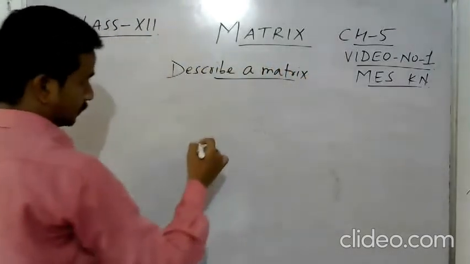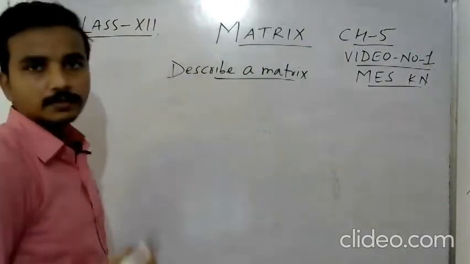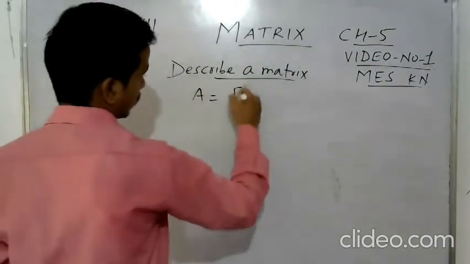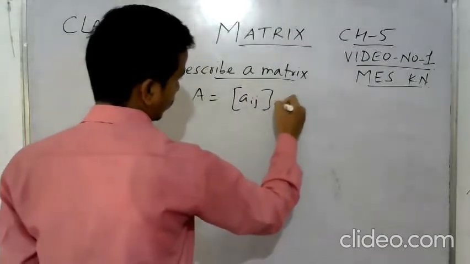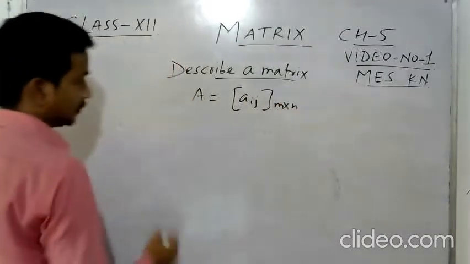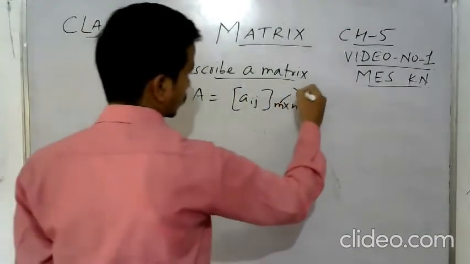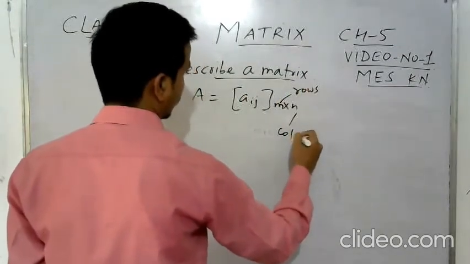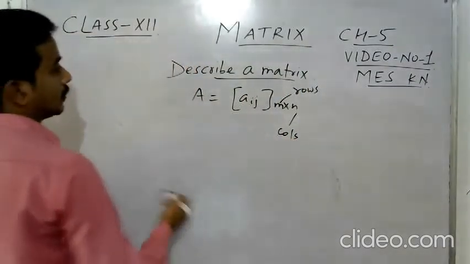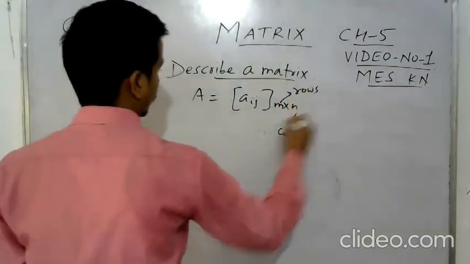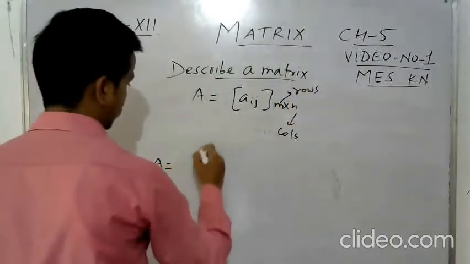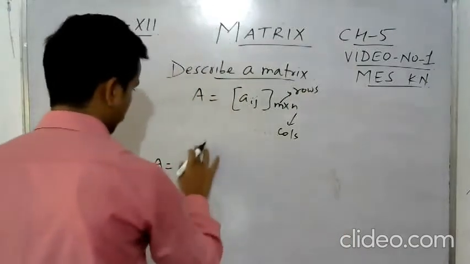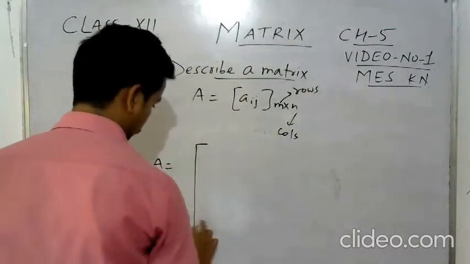Now listen students, how will we describe a matrix? Suppose there is a matrix [aij] m by n. What does it mean? It means you have m number of rows and n number of columns. Now there is a matrix A this way.